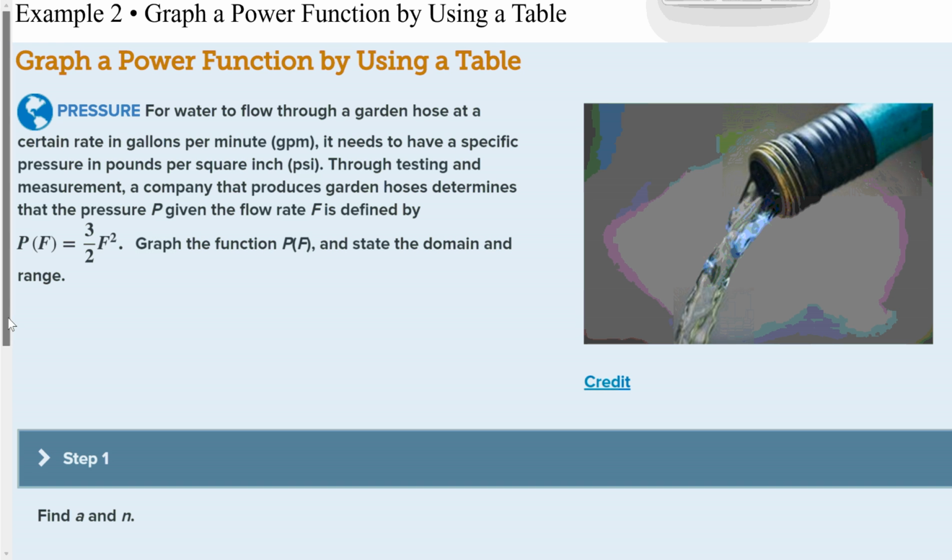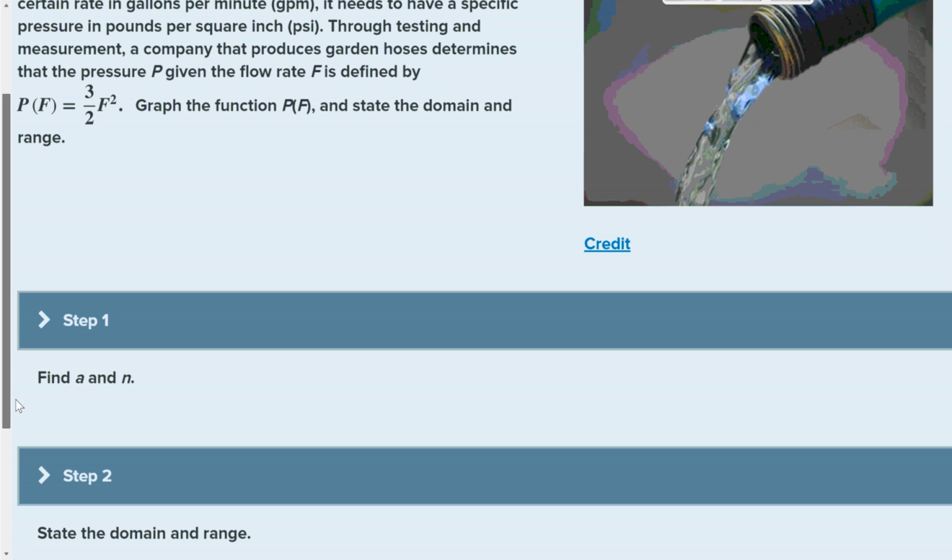Okay, so as we look at this, first we want to find our a and n. In order to do that, we want to first identify what our a is, meaning our lead coefficient. Our variable is F. The lead coefficient is in front of the variable with the largest exponent, which is 2. So our a would equal 3 halves. Now it wants us to identify our n, meaning our power. Our power is the degree, which is 2, the largest exponent.